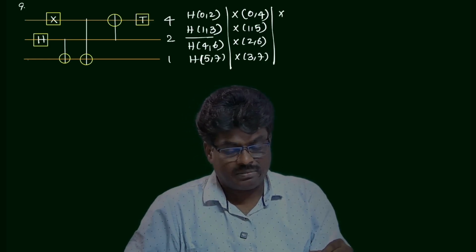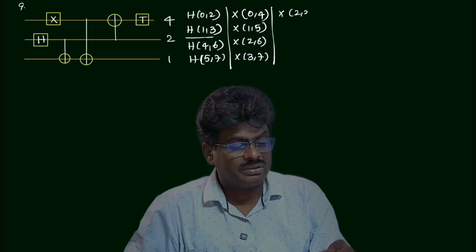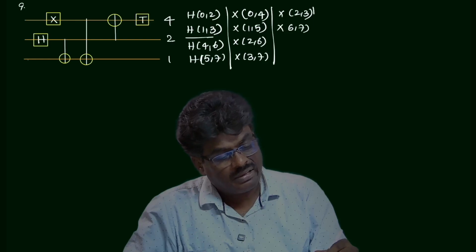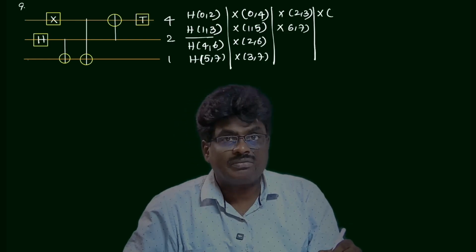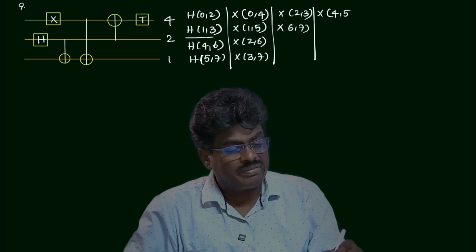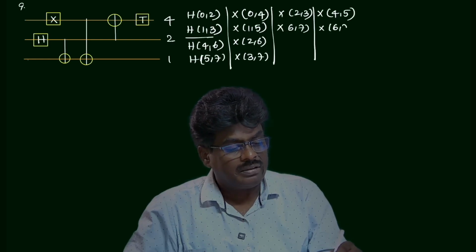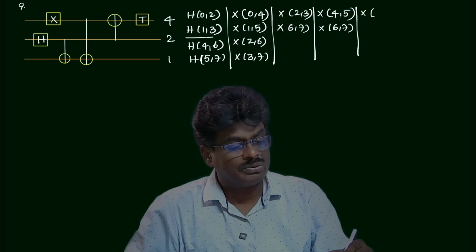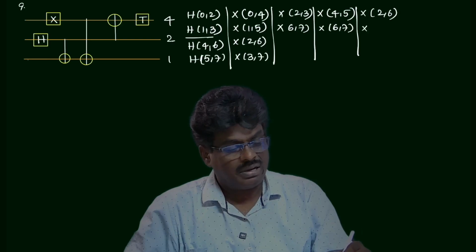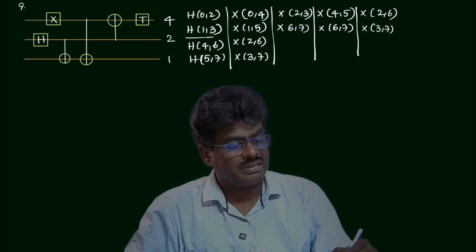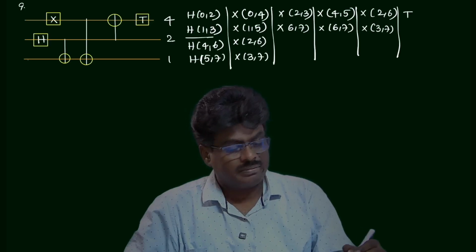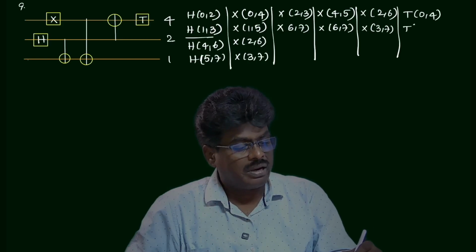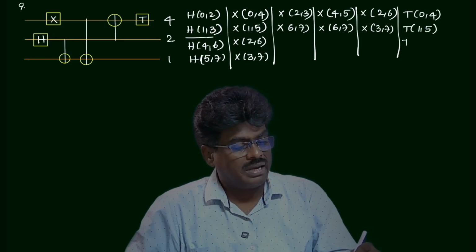Next C naught, 2 to 1, that's why 2 comma 3, add 4, 6 comma 7. Next again C naught, this time 4 to 1, 4 comma 5. I hope you are following. 6 comma 7. Next again C naught, this time 2 to 4, 2 comma 6, add 1, 3 comma 7. Next T, the phase gate is there on 4, add 1, next add 2.